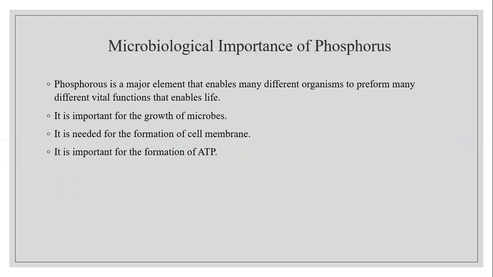Now I'll say about the microbiological importance of phosphorus. Phosphorus is a major element that enables many different organisms to perform many different vital functions that enable life. It is involved in several key plant functions including energy transfer, photosynthesis, transformation of sugar and starches, nutrient movement within plants, and the transfer of genetic characteristics from one generation to the next.